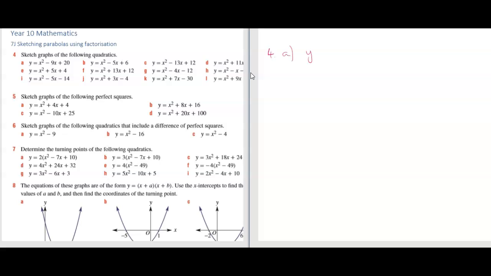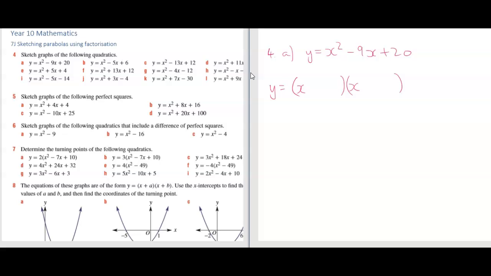Okay, let's do the first one. So we've got y equals x squared minus 9x plus 20. So we need to find 2 numbers that when multiplied give us 20, and when added give us -9. So when I do factorising, I always set up my brackets and use my variables. So in this one it's x and x, which is nice. And then I've got my spaces already for my 2 numbers to go in.